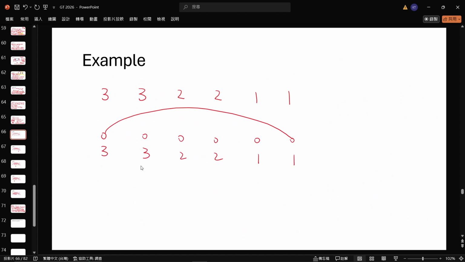So you see, during the execution of the algorithm, we keep simplifying the degree sequence. First, we have the original one, 3, 3, 2, 2, 1, 1. If you still recall, we have the notation D and D prime. D refers to the original degree sequence, and D prime is the modified or simplified degree sequence, okay?